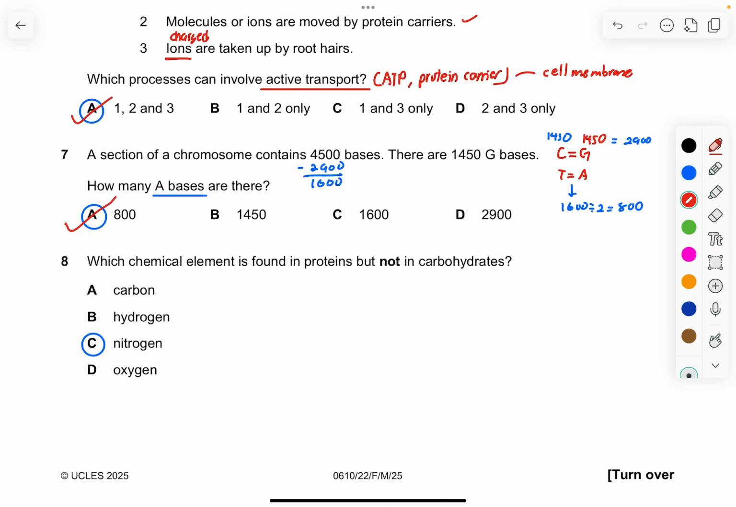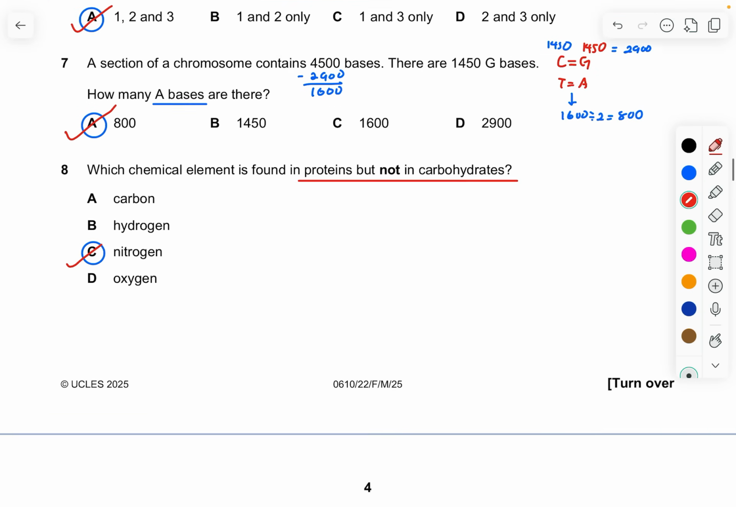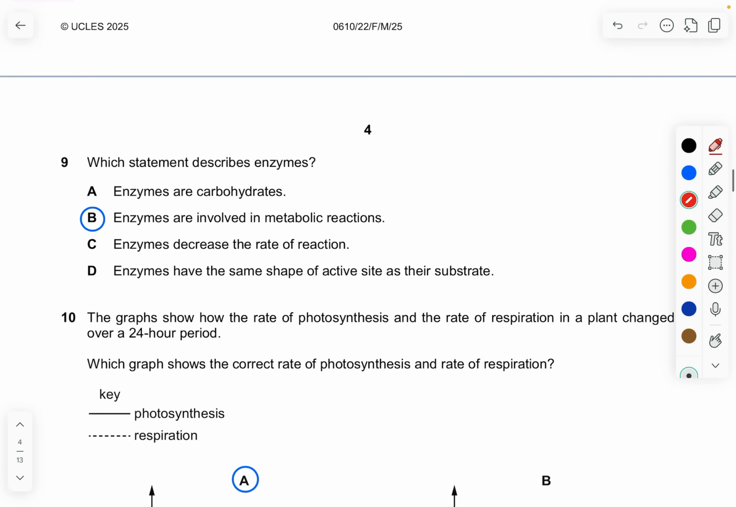Question 8. Which chemical element is found in proteins but not in carbohydrates? This is a very simple question. Nitrogen. It is quite self-explanatory on its own. Question 9. Which statement describes enzymes? Enzymes are carbohydrates. This is wrong. It should be protein. Enzymes are involved in metabolic reactions. Yes, because they break down things.